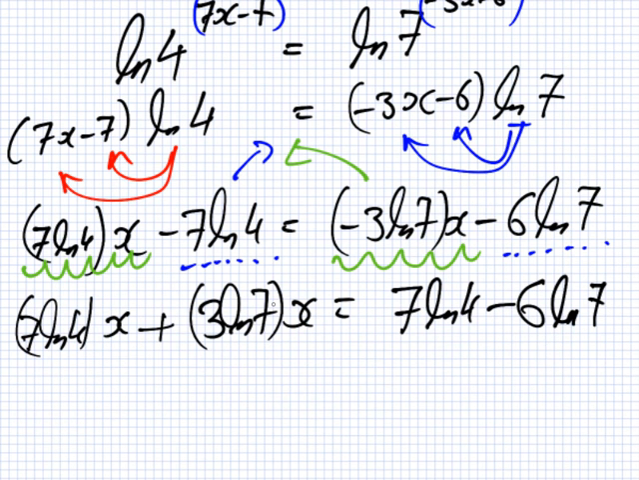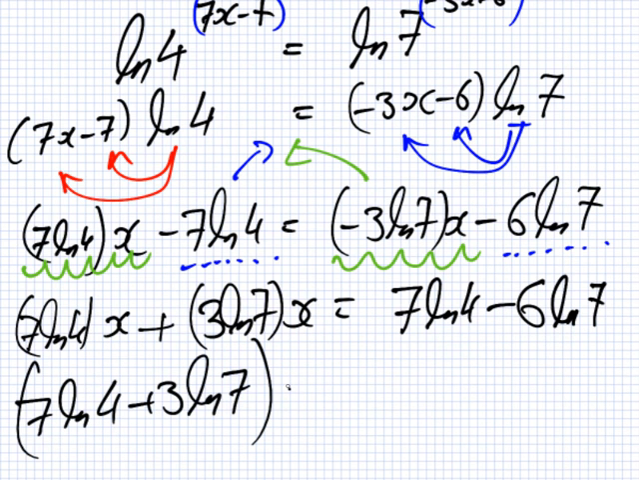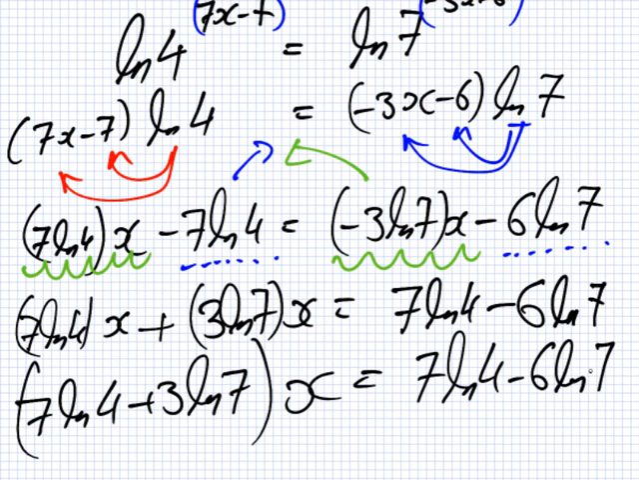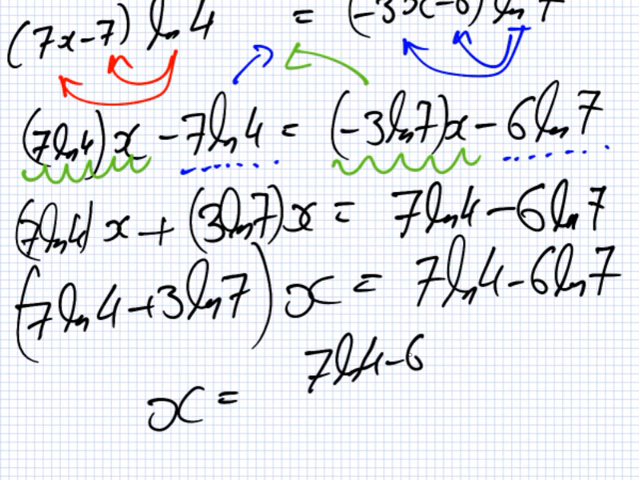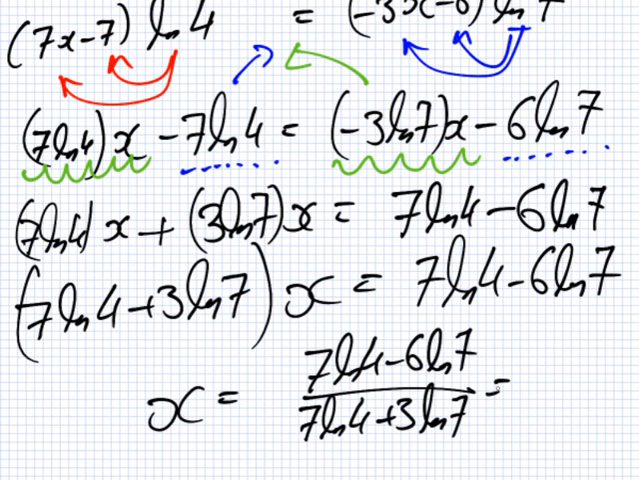What can I do on the left? Take x out. Yeah. So you can have (7 log 4 plus 3 log 7) x equals 7 log 4 minus 6 log 7. So there's only one step left. We have to bring the logs down. So this would be x equals (7 log 4 minus 6 log 7) over (7 log 4 plus 3 log 7). So we'll hit that in and see what we get.